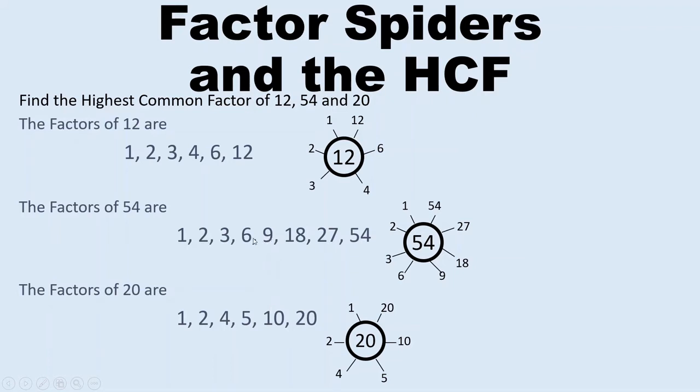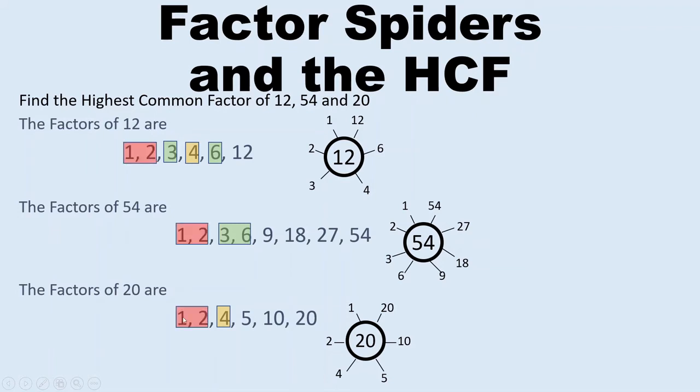The first match I see is 6. 6 is a factor of 12 and 54. And also 3 is a factor of 12 and 54. But 6 is not a factor of 20, so it's not a common factor for all three numbers. Let's keep looking for a match then. 4 is a factor of 12 and 20, but not of 54. However, 2 is a factor of all three numbers, and so is 1.